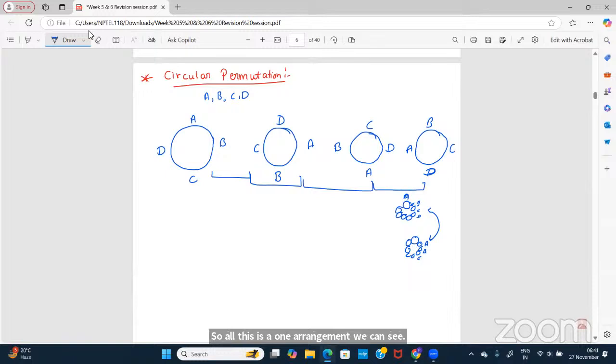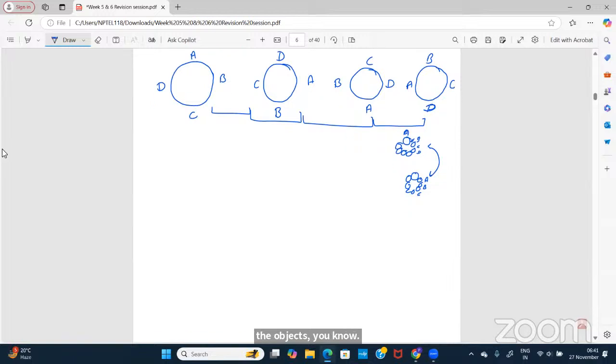Any doubt, ma'am? Okay. So all these will give you the same arrangement. There is only one arrangement. We have just rotated the objects here. Now here one thing: clockwise and anti-clockwise are different.